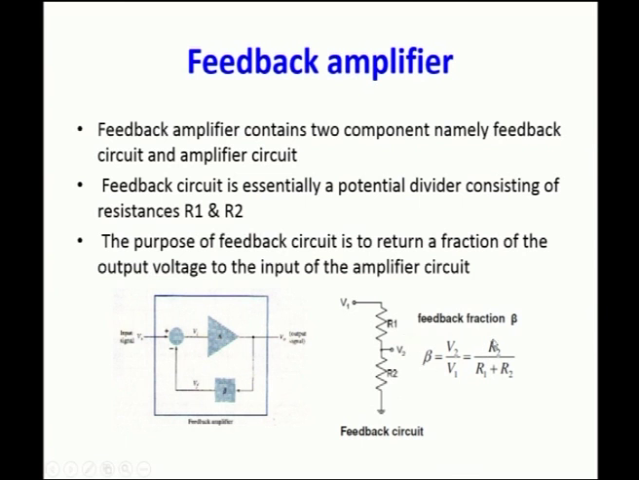If you take V1 from the numerator on the right hand side to the denominator on the left hand side, we will get V2 by V1 is equal to R2 by R1 plus R2. This is the feedback fraction. So, this fraction of the output is going to be sampled at the output of the amplifier and fed to the input of the amplifier.